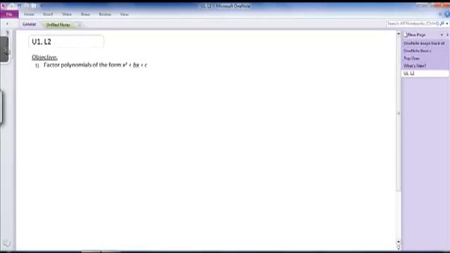Okay, welcome to Unit 1, Lesson 2. This is going to look a little different than the other couple of lessons. I'm recording this on some new software here.